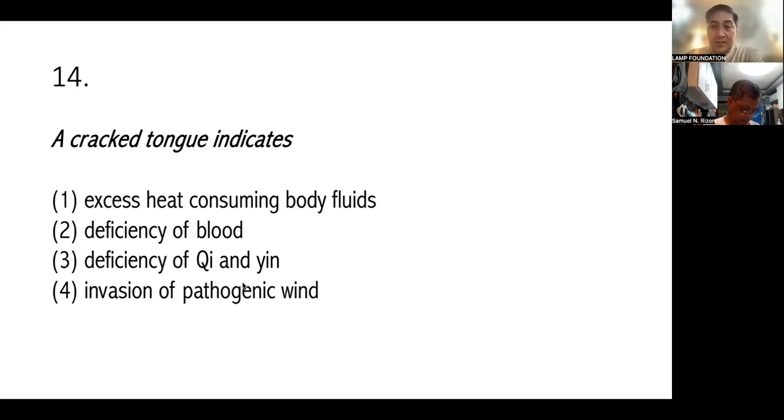So invasion, so manifested more outside. Doc, anong more? It manifests more outside. Kaya nga invasion eh. Invader. Galing sa labas. Okay? Okay, so your answer is A. Okay, number 15.